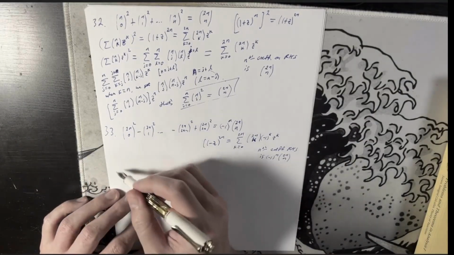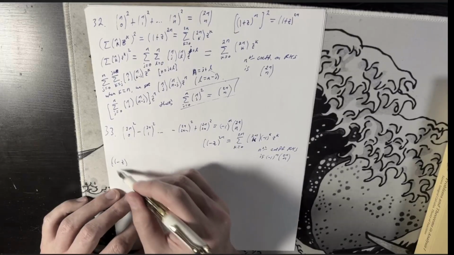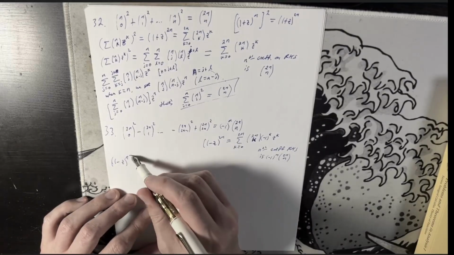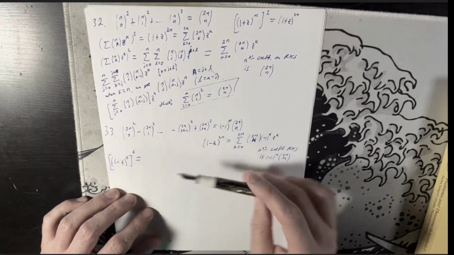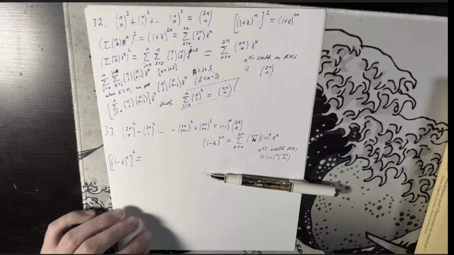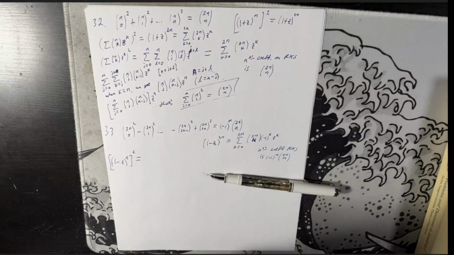So we're going to do the same trick. 1 minus z to the n. If you square that, what do you get? You're going to get a double sum. And we'll just look at, in particular, the nth coefficient. So I won't worry about all these weird cross terms.